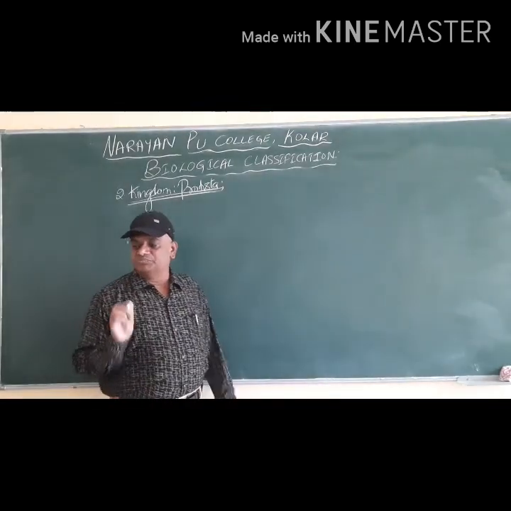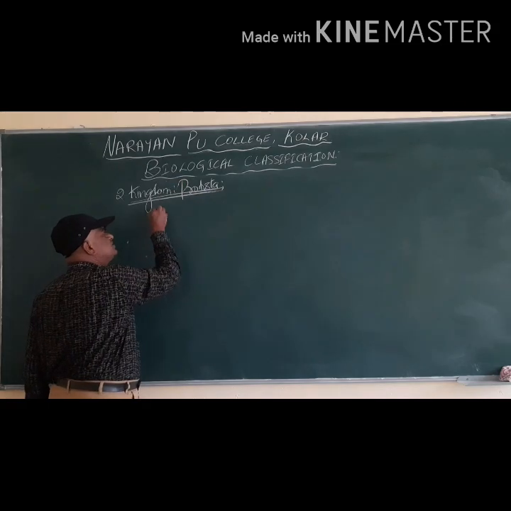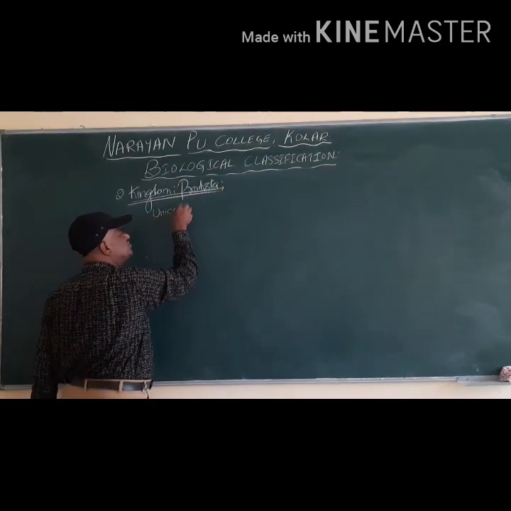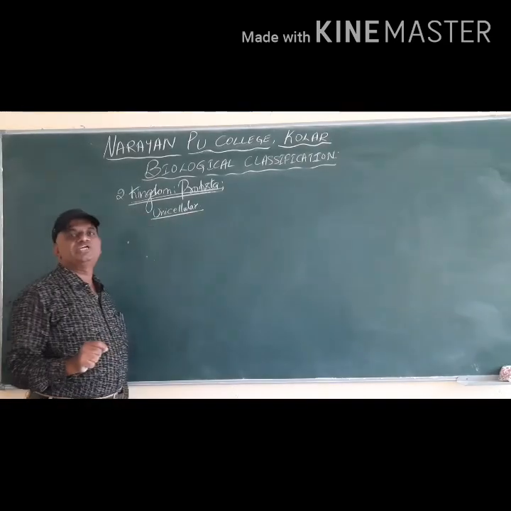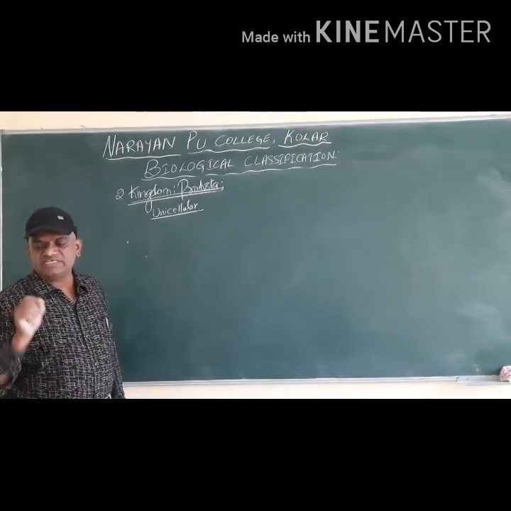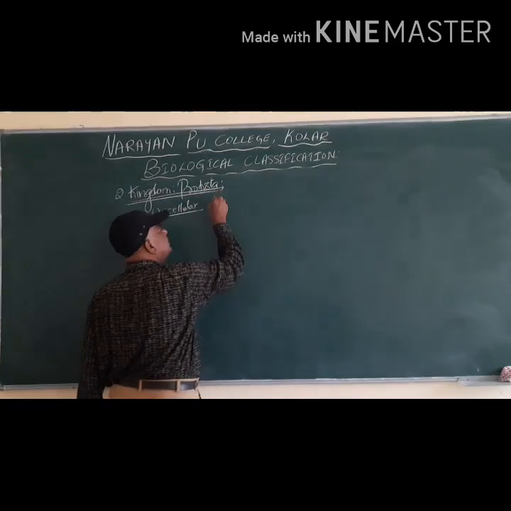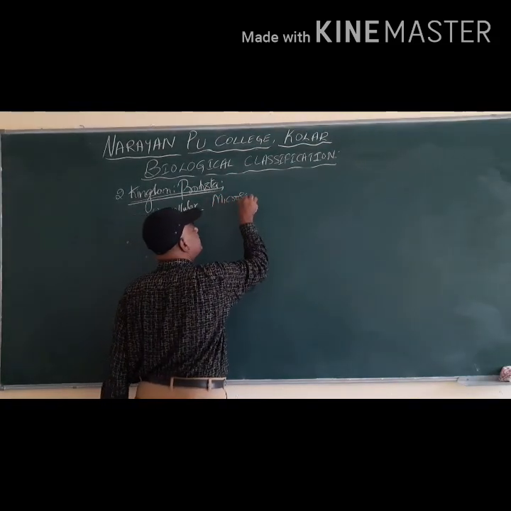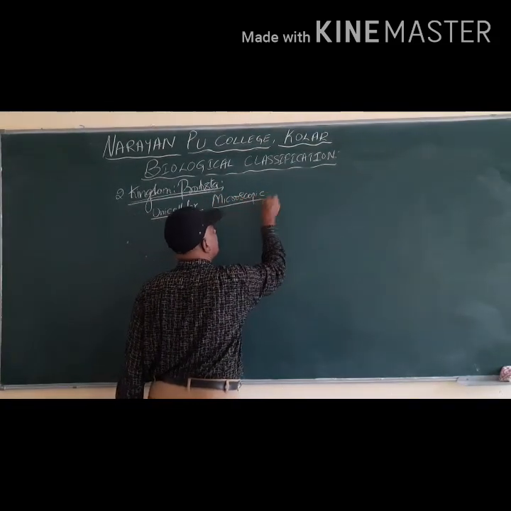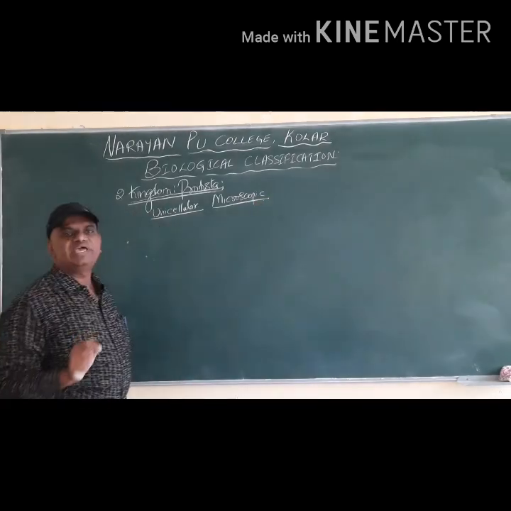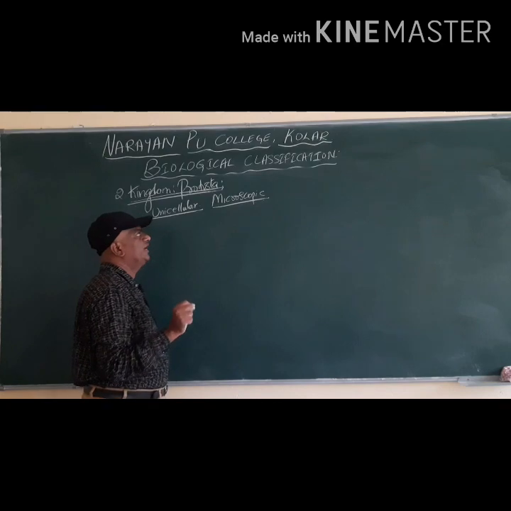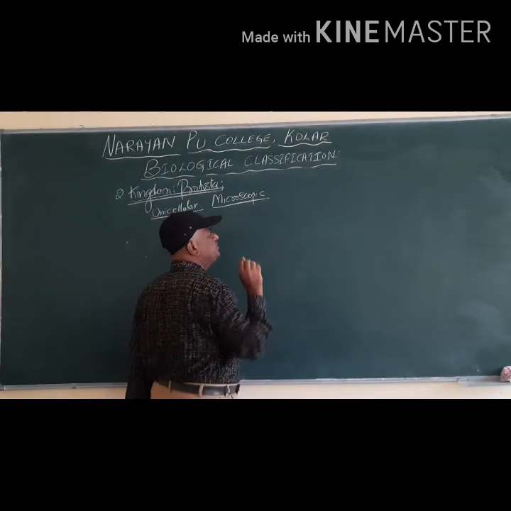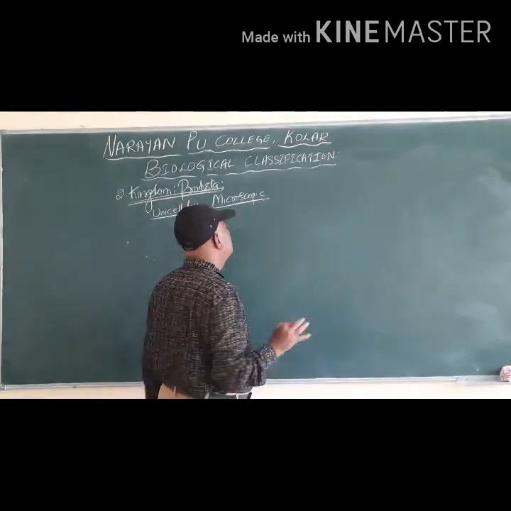In this kingdom protista, the organisms coming under this are always unicellular. The meaning of unicellular, they are single cell organisms. They are microscopic. The meaning of this, they can be seen only under a microscope. They cannot be seen by the naked eye, only under the microscope.